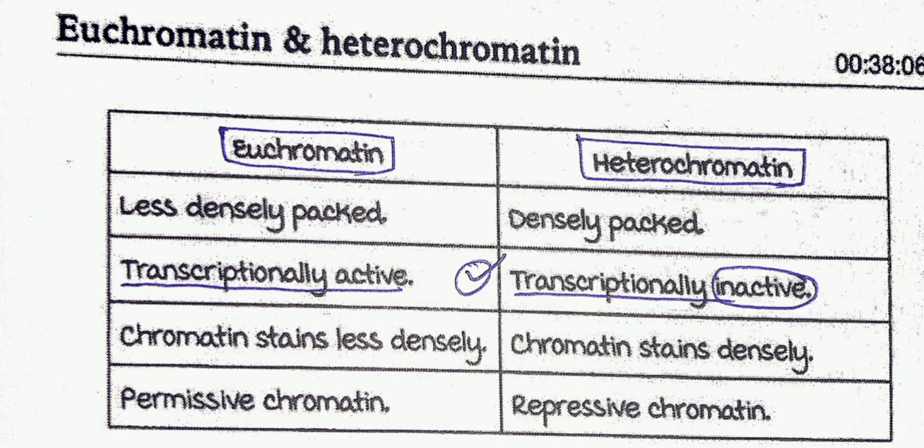Heterochromatin is densely packed, so it also stains more densely. Based on this, we call euchromatin permissive chromatin and heterochromatin repressive chromatin. Basically, it states that euchromatin is more active and heterochromatin is less active, or inhibits transcription. So this is the basic difference between euchromatin and heterochromatin.